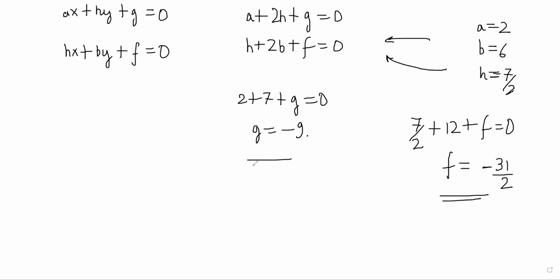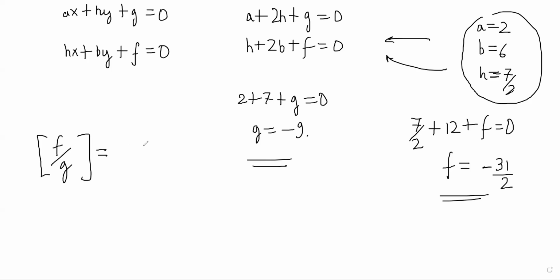So just because we know the center and we know the method to find the center, and we have already found a, b, and h, we are able to get the values of g and f. And therefore, f by g becomes minus 31 by 2 divided by minus 9. So that is going to be 31 by 18. And that is the answer.